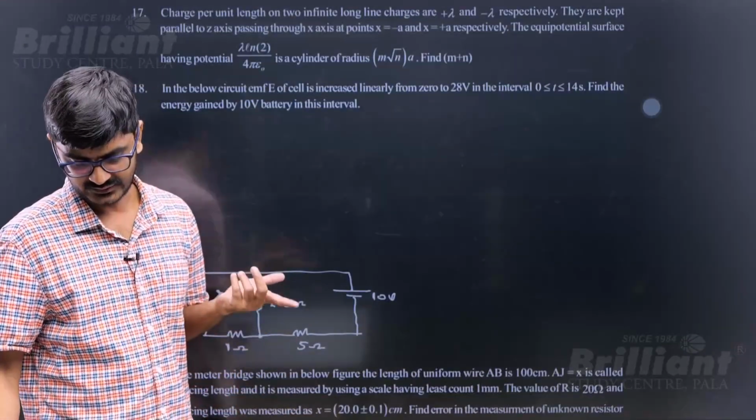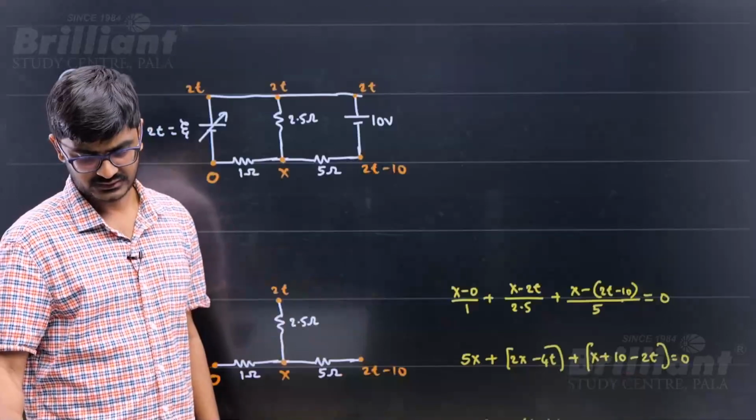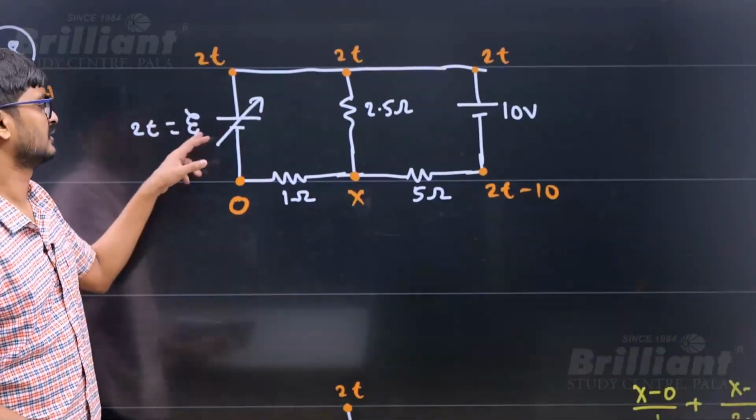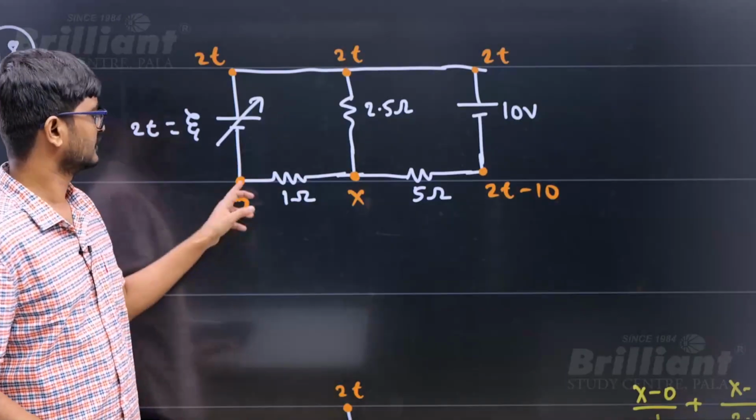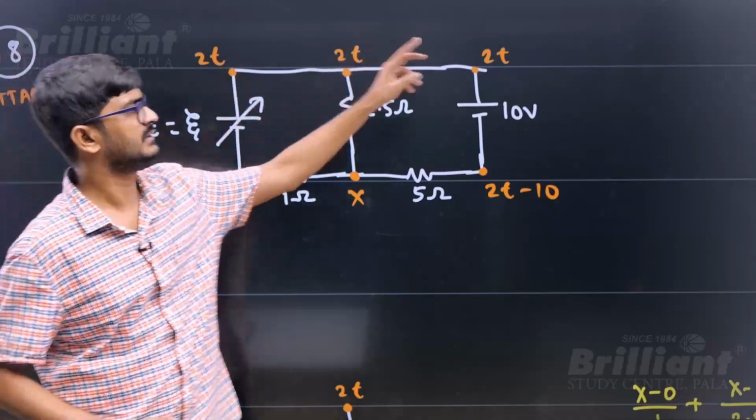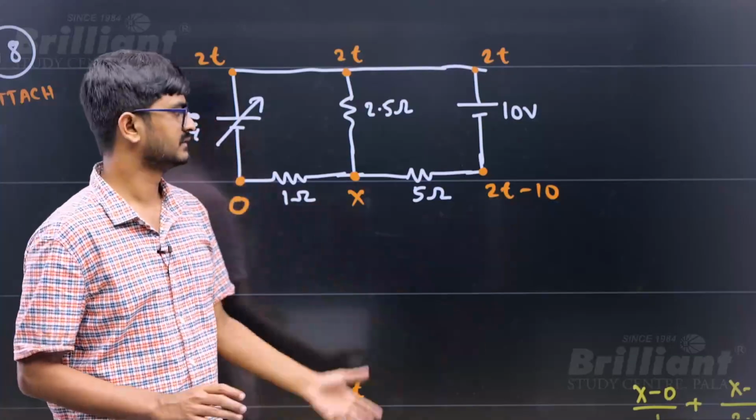The energy gained by the 10 volt battery in this total thing. The first thing is understanding that it is going to be 2t, linearly varying. So, drawing the figure: if this potential is 0, this potential will be 2t, and if this is 2t minus 10.